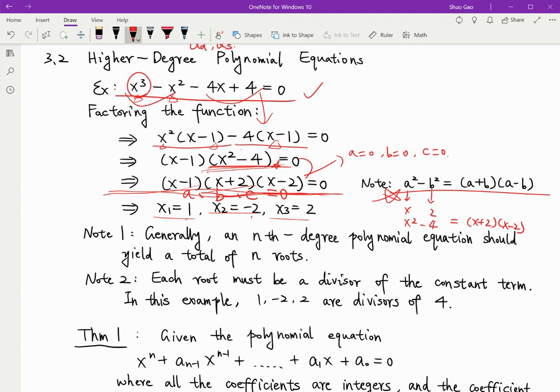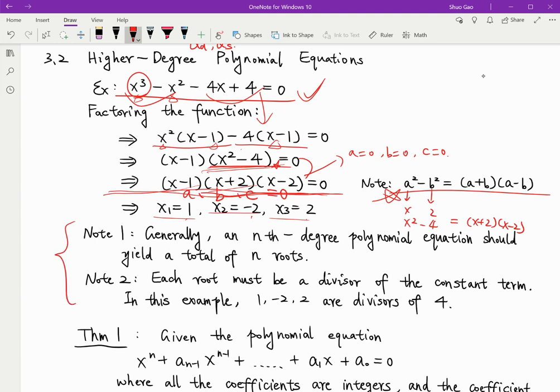Okay, but sometimes it's not that easy to factor the function like this, right? This is an easy example because we can factor the function just by looking at it. But sometimes it's hard to find a solution in this way. I'll talk about the general way later on, but first we have two notes here.